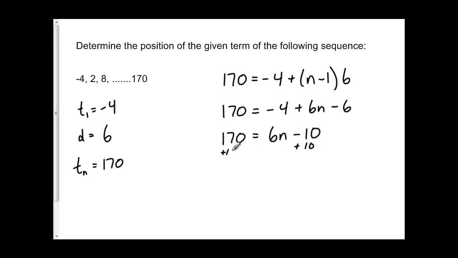Add 10 to both sides to eliminate my 10. I get 180 equals 6n. Divide both sides by 6, I get n equals 30. So that tells us in the sequence that stops at 170 that this sequence has 30 terms, or that 170 is the 30th term of the sequence.